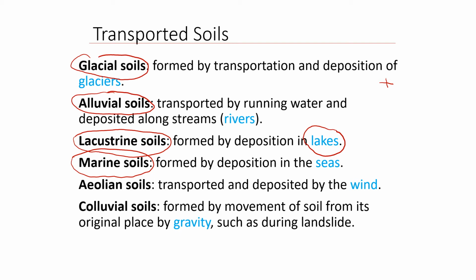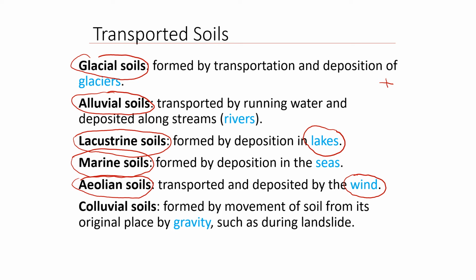Aeolian soils, that's a very interesting type of deposition. So it's deposited by wind. We have lots of aeolian soils in the western part of Australia. It has very interesting properties. Aeolian soils are hard when they are dry, but if you add just a little bit of water, they just collapse. So this is something that we need to keep in mind when we deal with this type of soil.